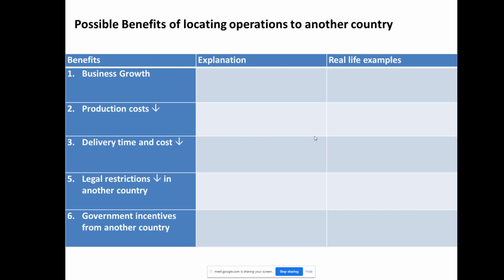So here's the task. I just want you to finish the explanation for each of the benefits. You see here, the first one, business growth. If you locate your business in another country, you will have this possible benefit, which is business growth. So why? You just have to explain it. I'm going to give you 10 minutes to finish everything, the explanation for each of the benefits, and then we'll try to think of five real life examples, five MNCs. Then we'll go through the whole thing together. Are there any questions regarding the task?